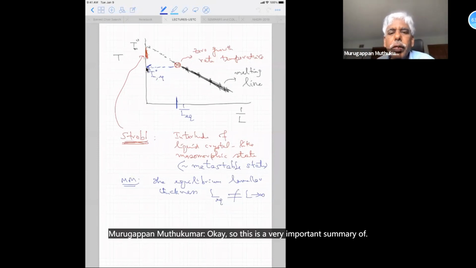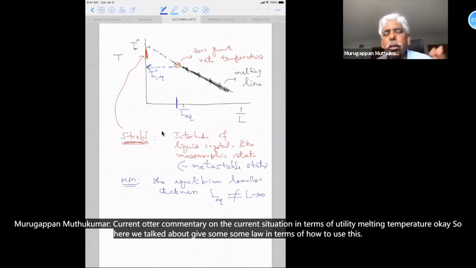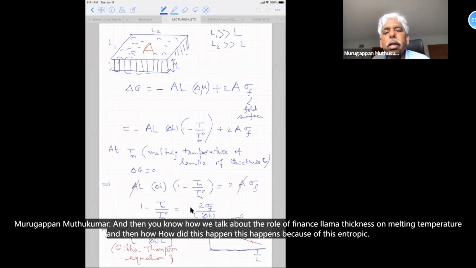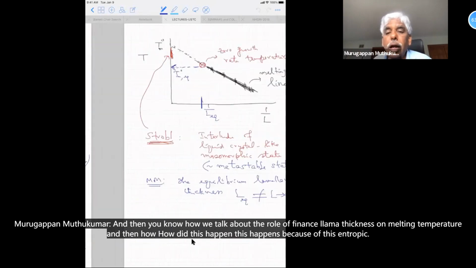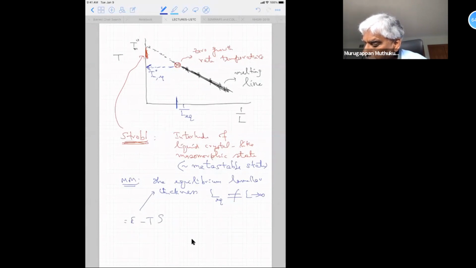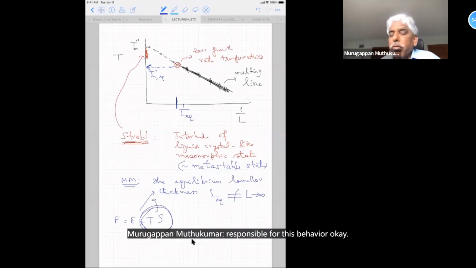So this is a very important summary, or a commentary on the current situation in terms of equilibrium melting temperature. Here we talked about the Gibbs-Thomson law and how to use it, and then the role of finite lamellar thickness on melting temperature, and how this happens. This happens because of this entropic term. This is responsible for this behavior.